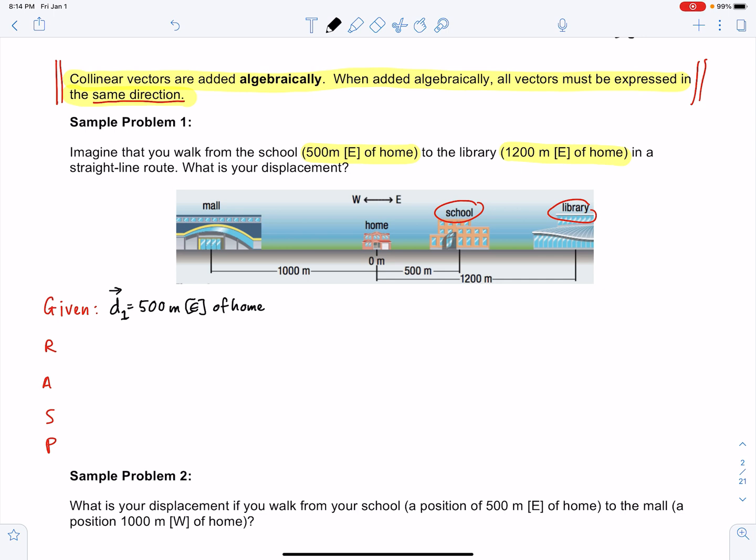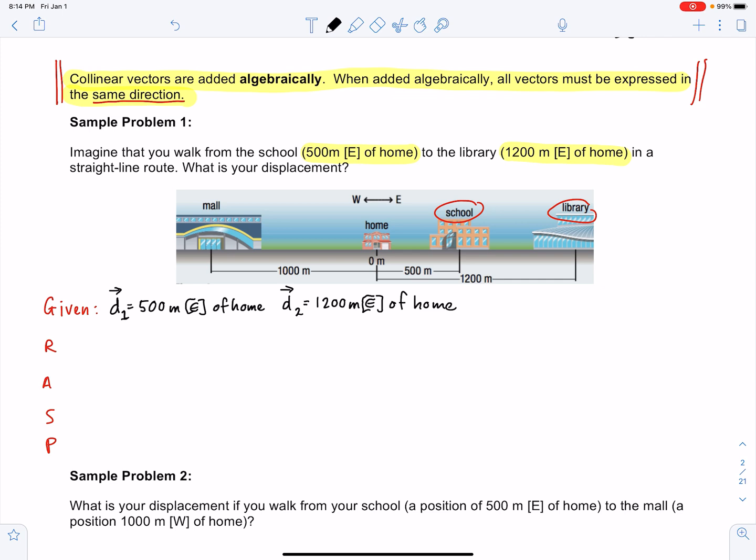Next we have 1,200 meters east of home. There is a magnitude, a direction, and a reference point. So this too must be a position. It is, more specifically, our final position. Just reading the question and identifying what is present in the question is the single most difficult part of answering any problem-solving question in math or physics.